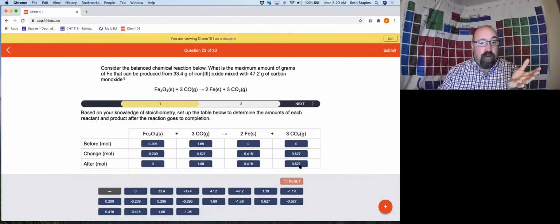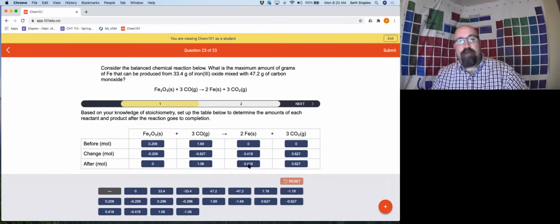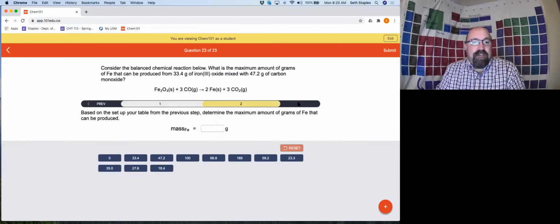Remember everything's in moles here. Our question though is the maximum amount of grams. So this just gets us to our table. We want to know the grams of Fe that can be produced. And so we know that we're going to produce 0.418 moles of Fe. So we might want to just write that down because we're not going to see that on our next screen. So 0.418 moles of Fe. And so now we advance to actually being able to calculate our answer.